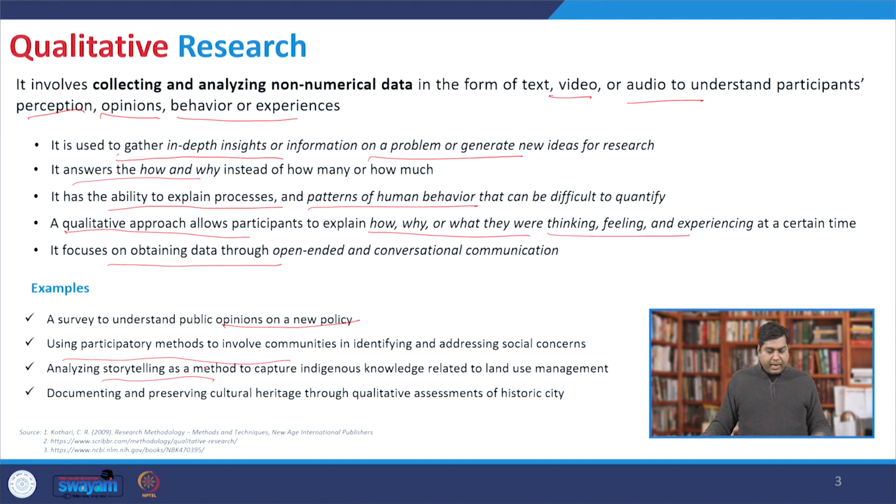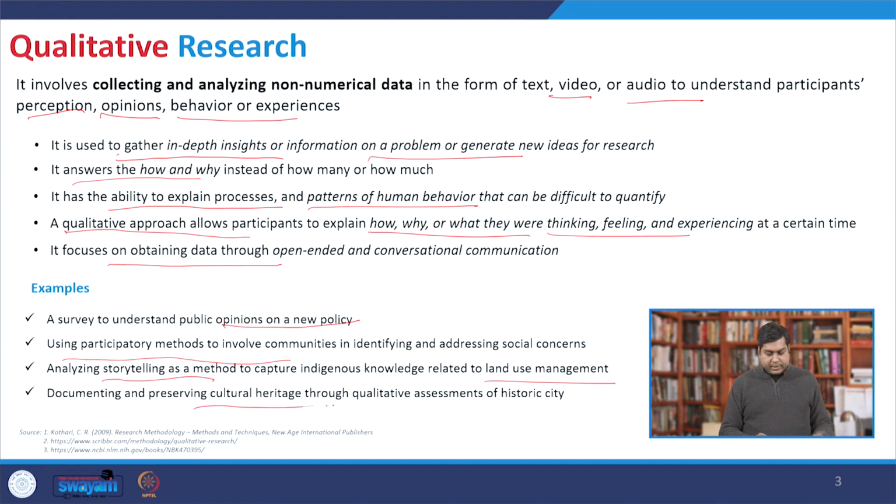The other example, analyzing storytelling as a method to capture indigenous knowledge related to land use management. In this case, sometimes even if it is not an opinion survey, you go through the entire history, or you review such manuscripts and try to understand how people in an indigenous way try to manage the land. So this is another type of qualitative assessment where you cannot quantify, but you can see the changes. It can be temporal changes, or it can be spatial changes that you can measure.